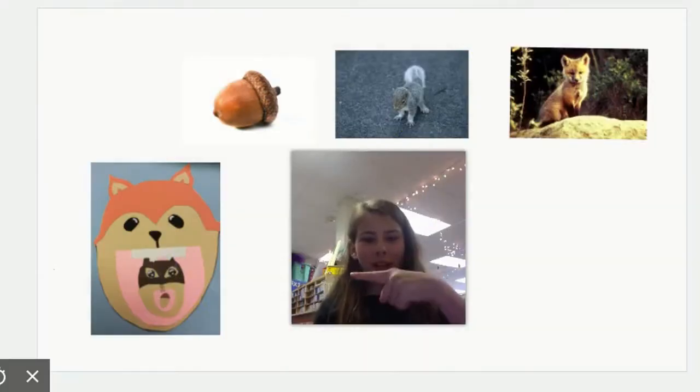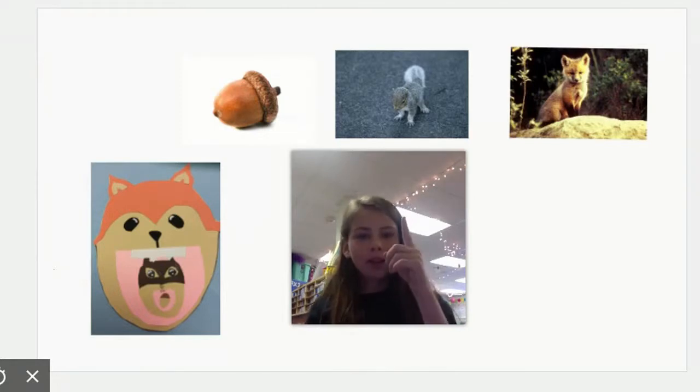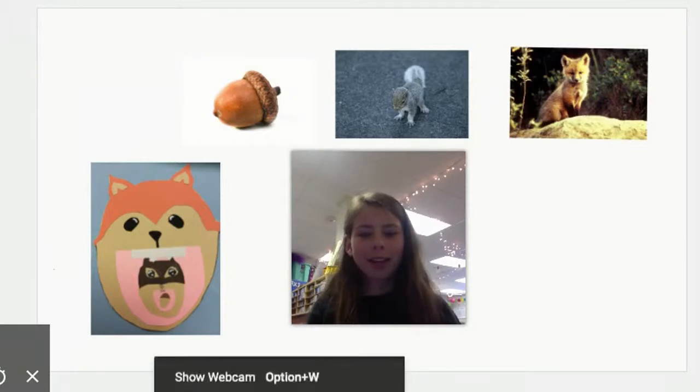This is my food chain art. First, the acorn gets eaten by the squirrel. Then, the squirrel gets eaten by the fox. This food chain art is located in Yosemite.